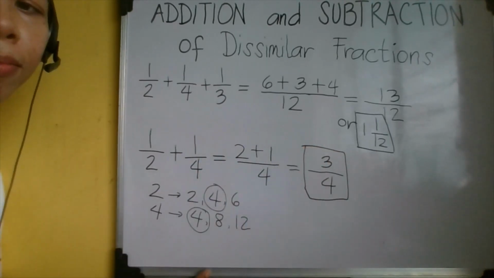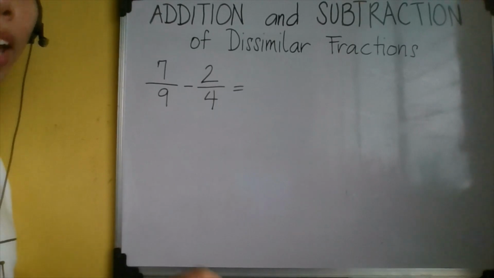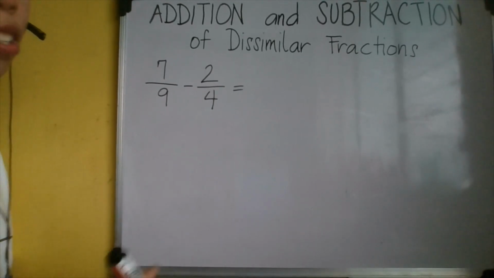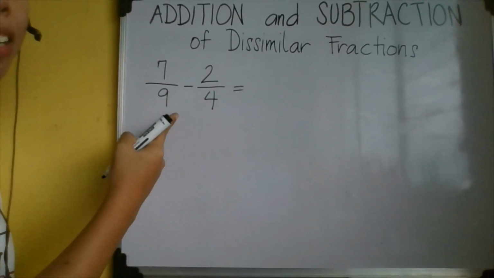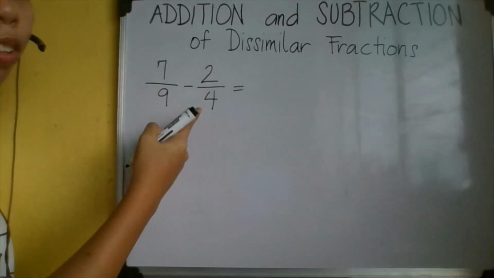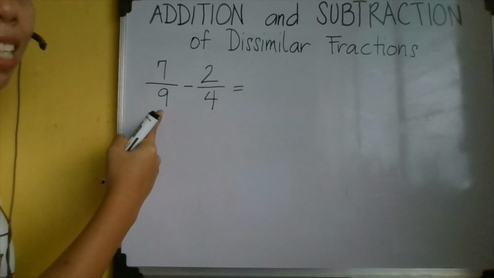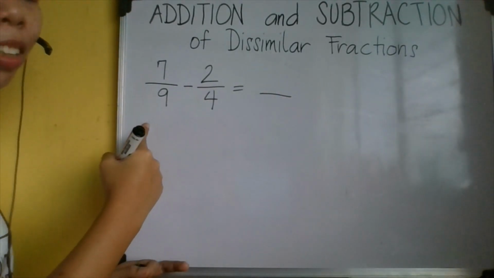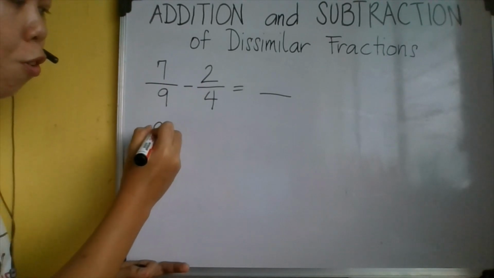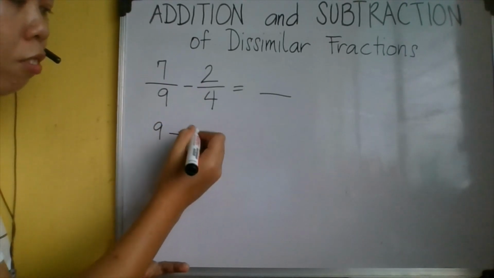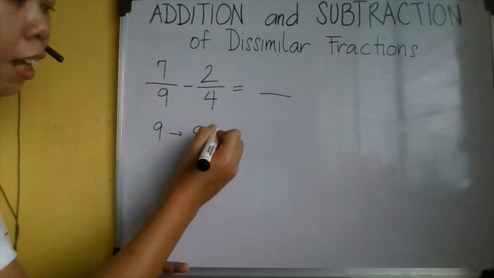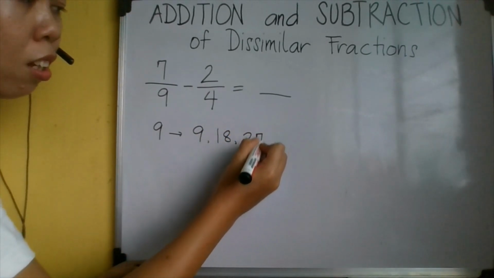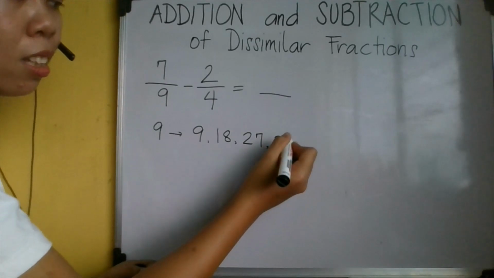Okay, now let us subtract the similar fractions. 7/9 minus 2/4. So, kukunin natin yung LCD ng 9 at saka ng 4 by finding their least common multiple. So, for 9, we have 9, 18, 27, 36, then 45.